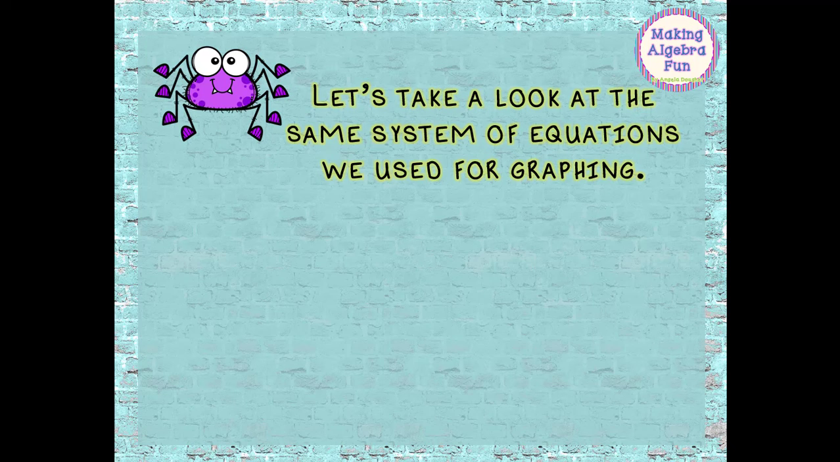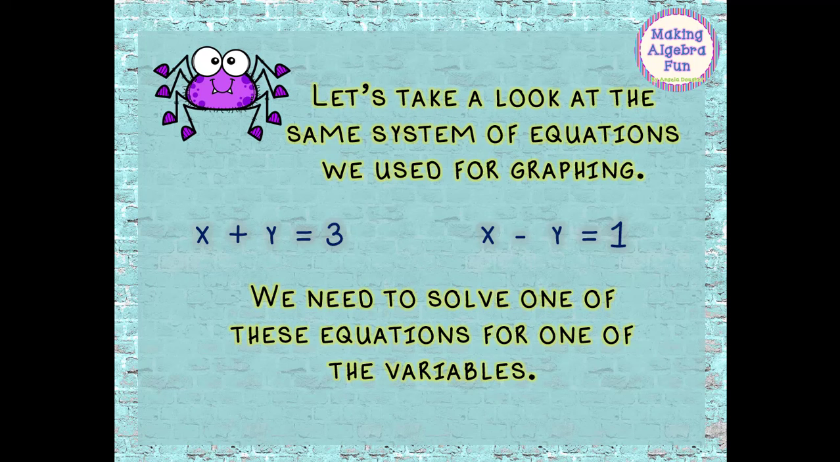So let's take a look at the same system of equations that we used for graphing, this nice simple set that we did in our head, and then we did by graphing back in the last video. And I'm going to show you another way to do it without graphing. What we need to do is solve one of these equations for one of the variables. Now that means you have four options to start. You can solve the first equation for x or y, or the second equation for x or y. Sometimes there'll be an easier way if you choose one over the other, and I will explain that a little further in the next example.